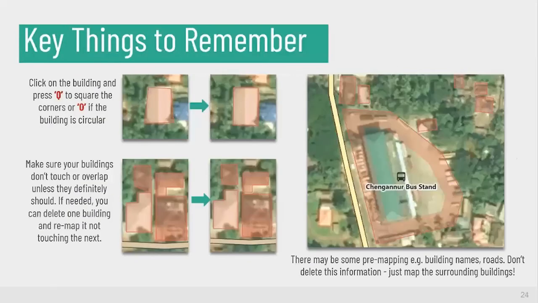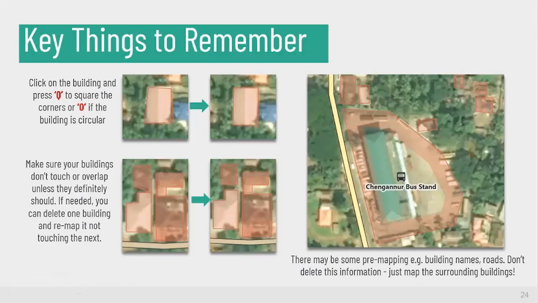Key things to remember, and this I want to emphasize: square buildings, ensure they're squared. This is not square. This is not a perfect 90 degree angle on the corners. So ensure they're squared using the Q key. For circular buildings, ensure you use the O key. And make sure your buildings do not touch or overlap unless they definitely should. You have to map your buildings so that they do not overlap other buildings.